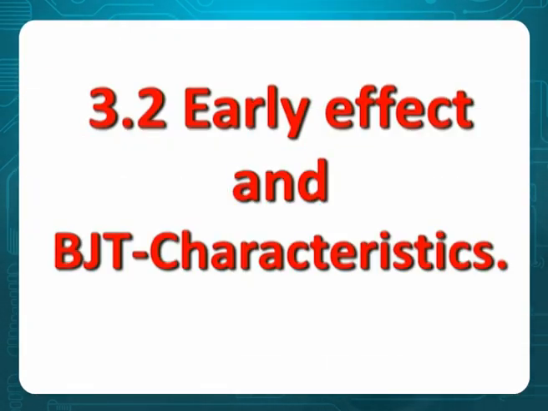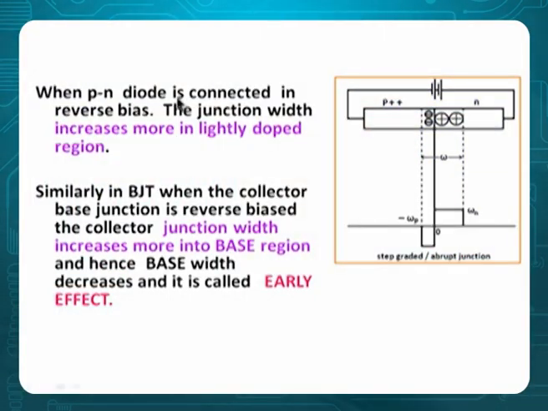Early effect and BJT characteristics. Why I have combined these two topics: early effect has a greater link to characteristics, because early effect will develop equations for characteristics, and the characteristics will give us explanation of the behavior. Let's go for introductory words.